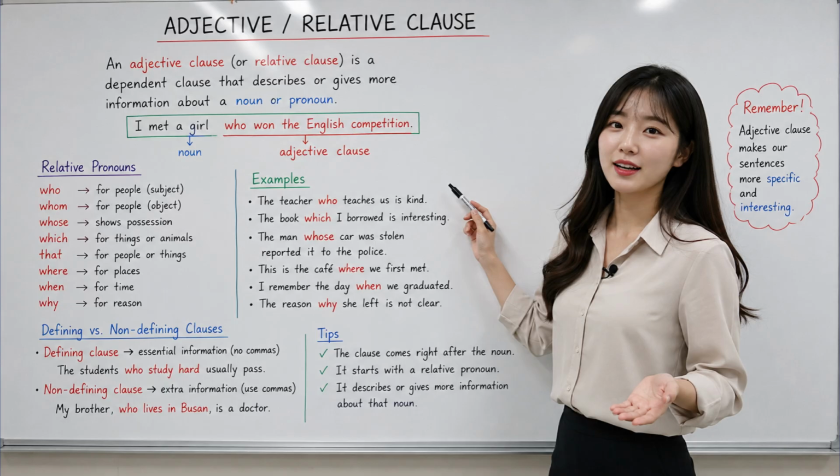Here's a small challenge for you. After this lesson, write 10 sentences using adjective clauses. Try using who, which, that, whose, where, and when to describe people, places, things, and events in your own life. The more you practice, the more confident you'll become.